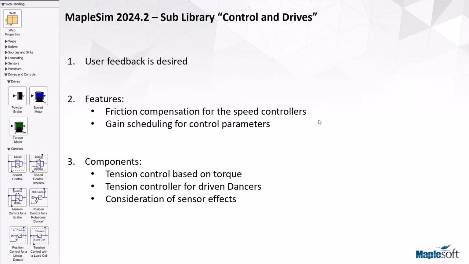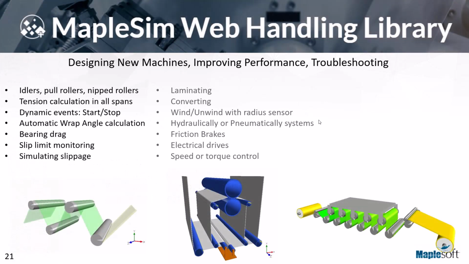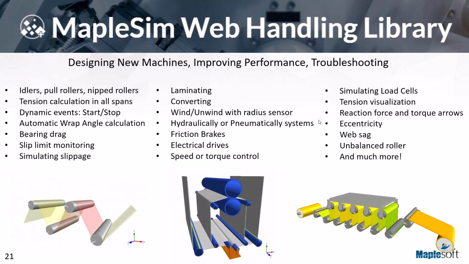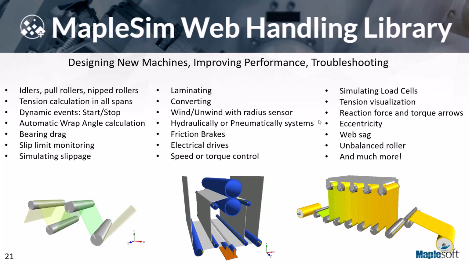Yeah, this was my short overview about the news in our web handling release 2024.2. And yeah, you can see we can help you to analyze different aspects of roll-to-roll systems. If you are interested, please contact us and we can organize a meeting and take a deeper look inside our tool.